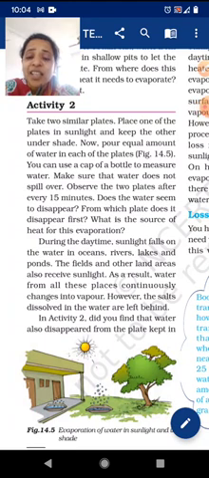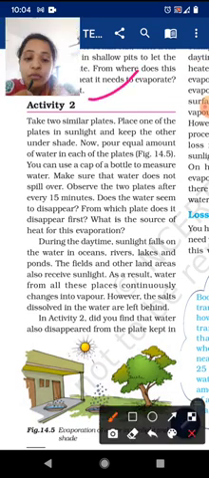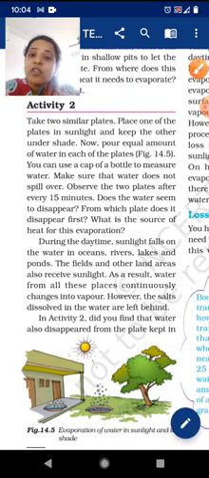See students, we were there in chapter number 14, Water, on page number 139, activity 2. In our previous video session we have learned how water disappears, okay, that we have done. But in this video session we will learn something related to that, in an activity.